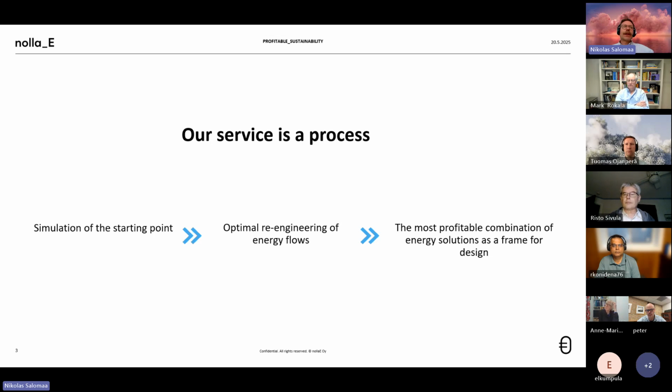Re-engineering of energy flows means that when we have done the simulation and we know the building, we know how the energy is flowing in the building, then we calculate what should we do with this building? What different things should we do out of all of these different possibilities that you have available? Which ones done together give the best outcome? That is what we call re-engineering of energy flows, and it means actually that the software calculates all of them through.